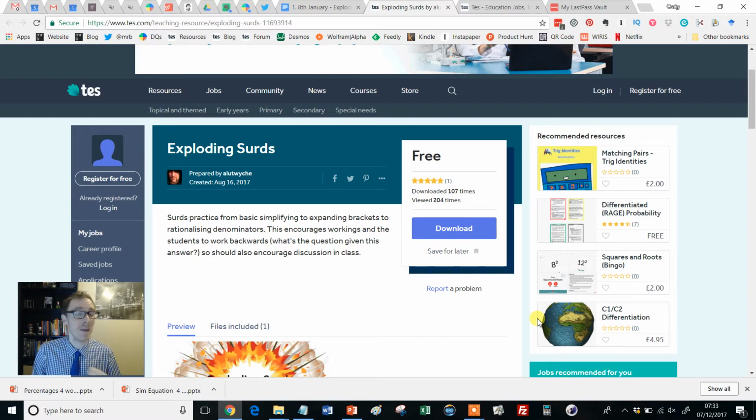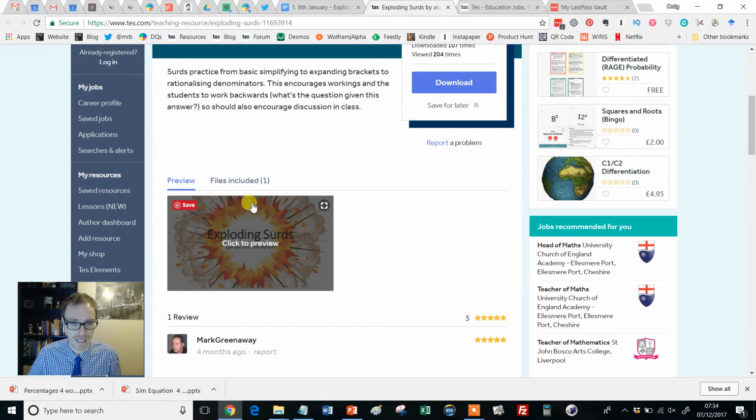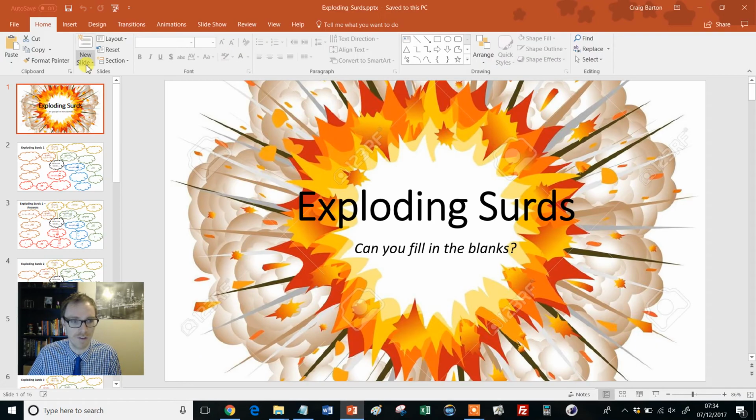But finding that magic activity can be rather difficult until you come across this. Exploding Surds. It has been created by one of TES's all-time legendary authors, and it's flipping phenomenal. So let's give it a download and see what it looks like. It's a single PowerPoint file, and it looks like this.